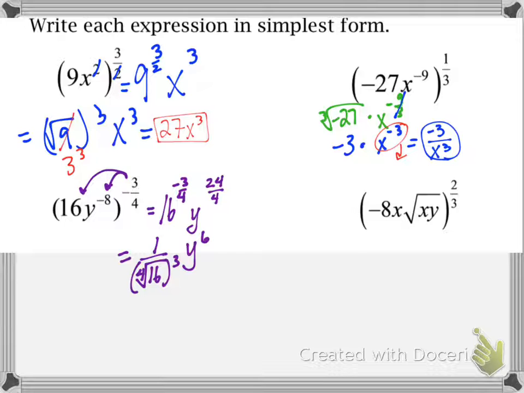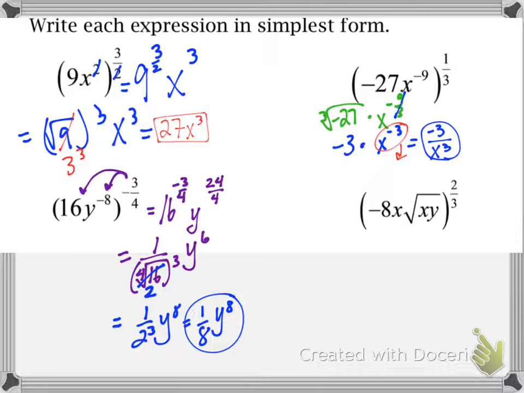And then the negative 3/4 times -8 is 24/4, which reduces to 6. 4th root of 16 is 2. And then 2 cubed is 8. So I write it as this. You could also write that as y to the 8th over 8 is fine as well.